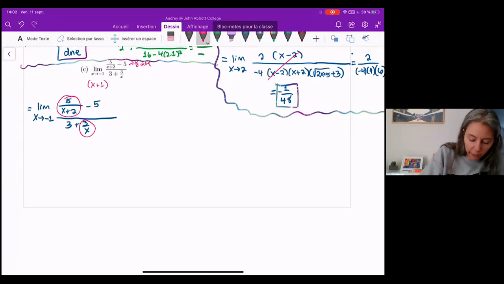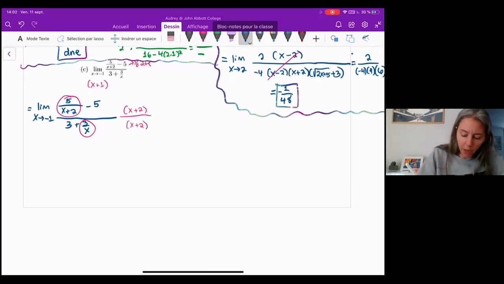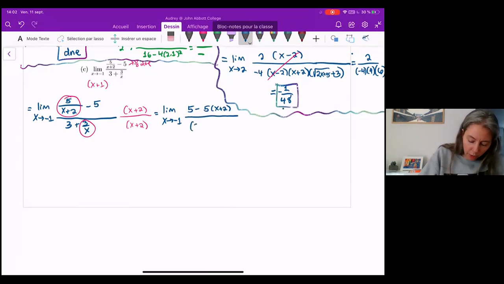First, I'm going to deal with the numerator. So I'm going to multiply by x plus 2 over x plus 2. And note that you can do this all in one go as well. I find it actually a little bit simpler to do it piece by piece. It really doesn't matter though. So here then, I end up with the limit as x approaches negative 1 of 5 minus 5 times x plus 2 over 3 plus 3 over x times x plus 2.